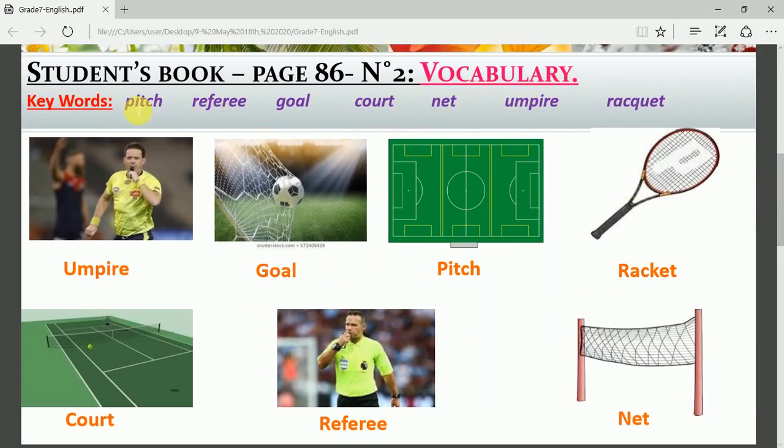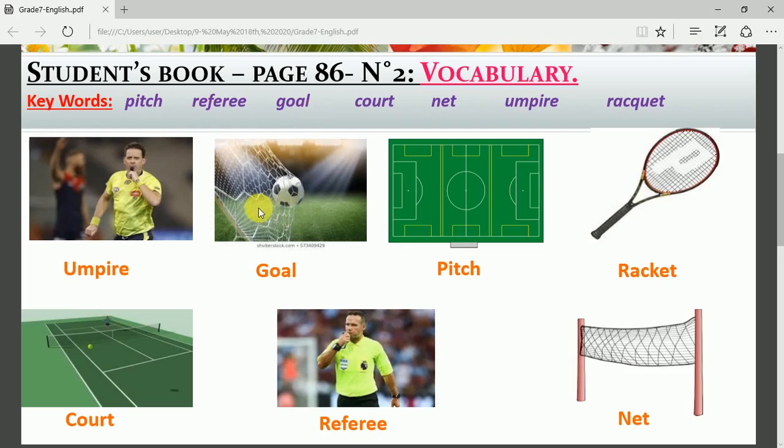Vocabulary. You can see these words that we call keywords, which means the most important words that you have to learn in this unit. We start with the word pitch. This is the pitch, the playground where we play football. Referee. This is the referee. It's the person who says who wins the game and who loses the game.